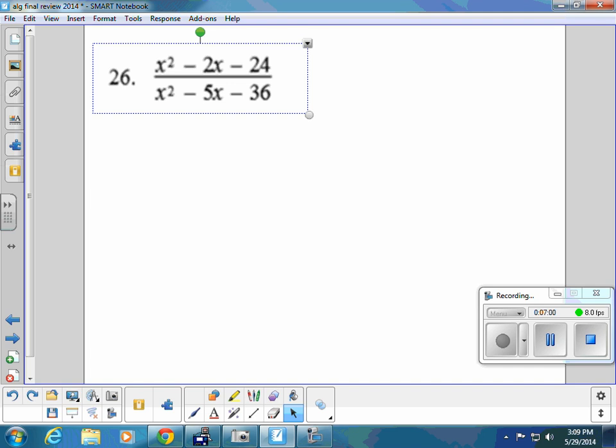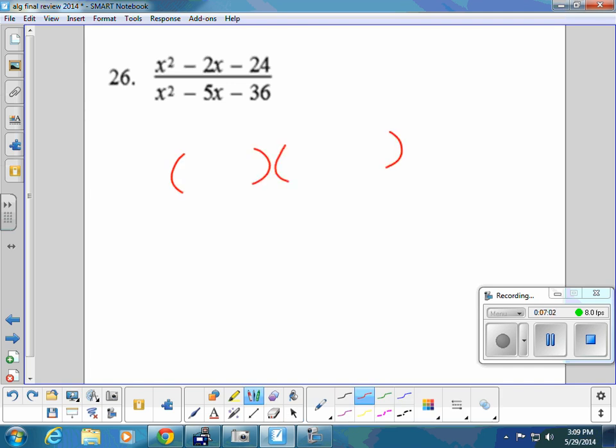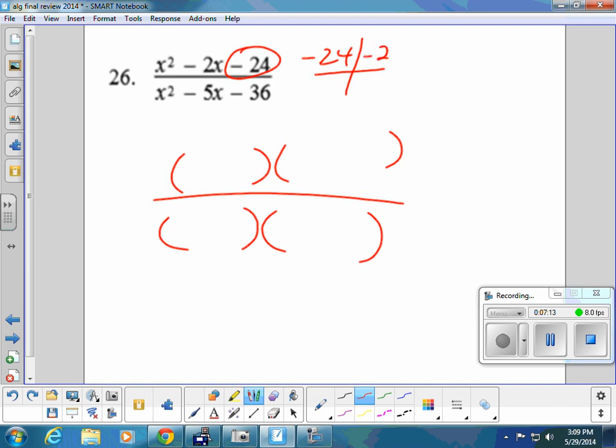We have a triple on top and a triple on the bottom, so it's going to break up into two sets of parentheses. Triple starts with 3, 2 parentheses. We're going to look at the -24 to add up to -2. And I think it's 6 and 4, and it looks like the 6 is negative. So I got x minus 6, x plus 4 at the top.